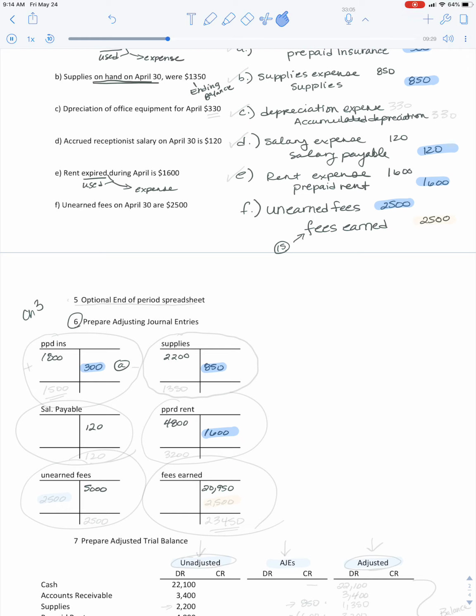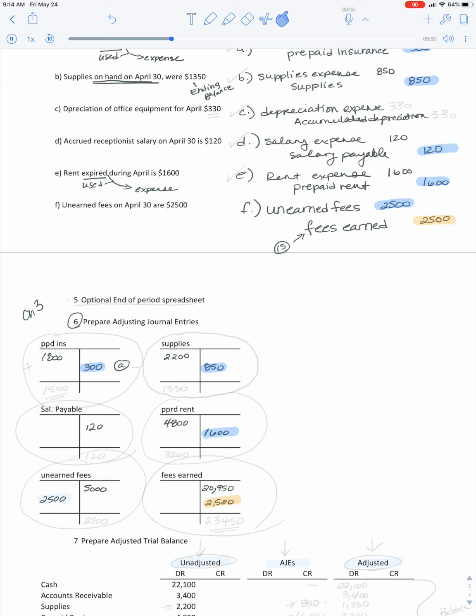I did that backwards. It's supposed to be here. Unearned fees is there. Fees earned is there. So we've actually posted both of these. So that one's there. And the blue there.